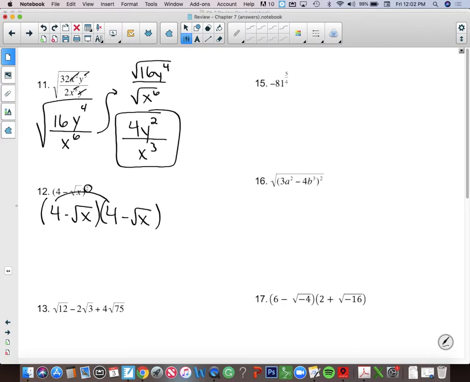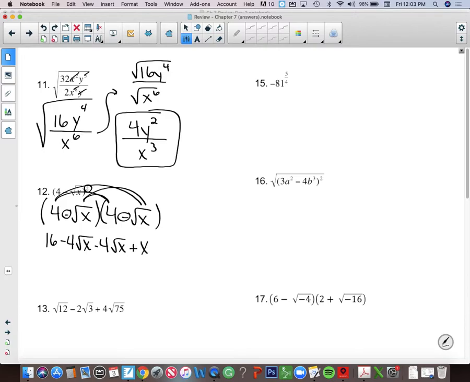So 4 times 4, 16. 4 times the negative square root of x is negative 4 square root x. And then we have another negative 4 square root x. And then the last one here, square root of x times the square root of x. That would just be an x, and a negative times a negative is positive, so a plus x.